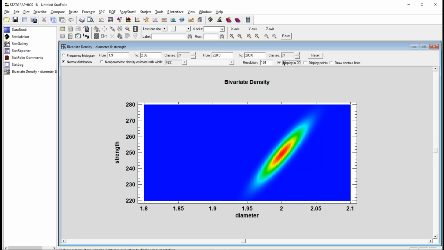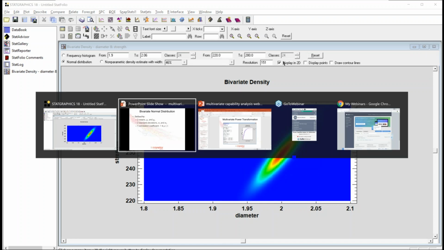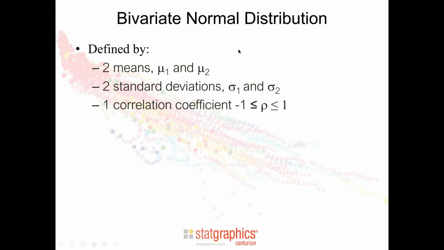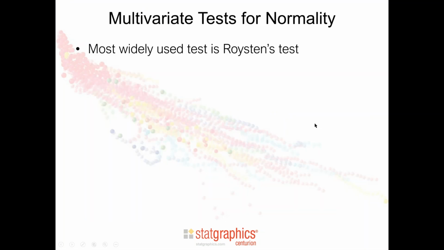Okay, now that bivariate normal distribution is going to be the model we want to use to estimate process capability. However, before we do that, we really need to go and do a test. We need to do a multivariate test to see whether the multivariate normal distribution is appropriate for this particular data.